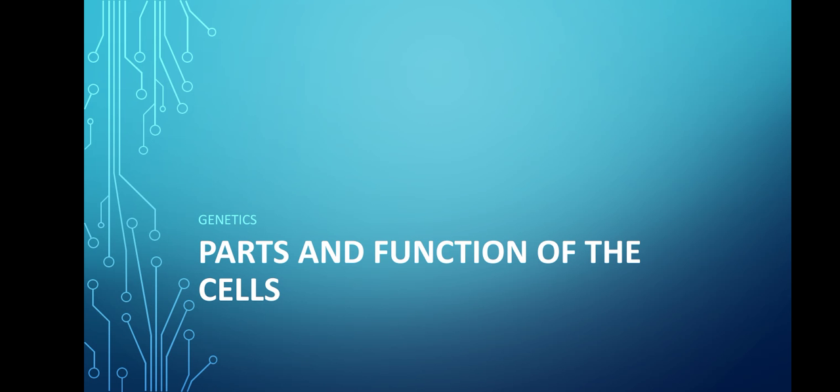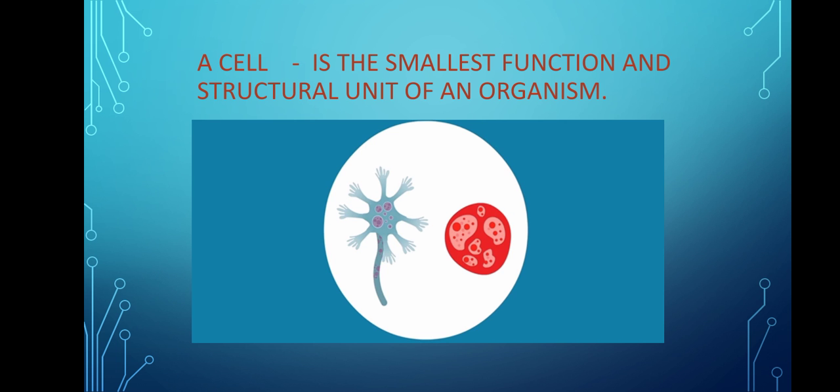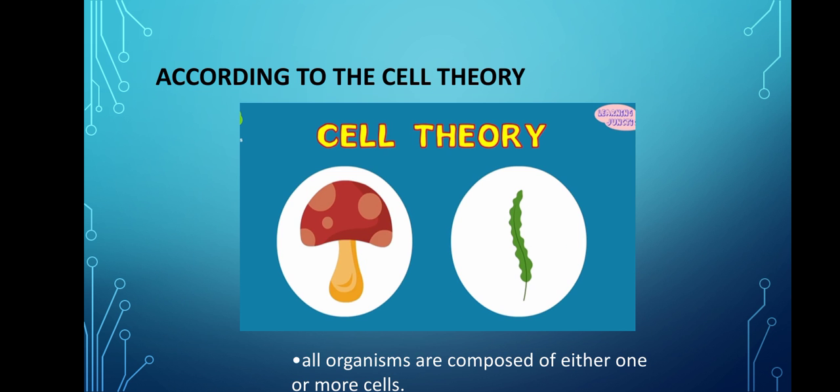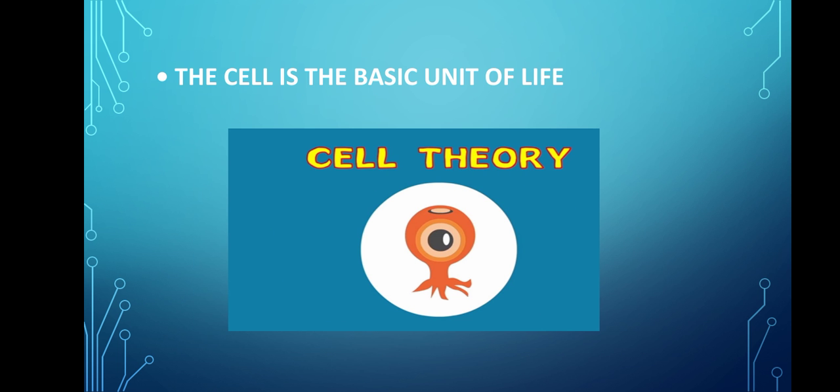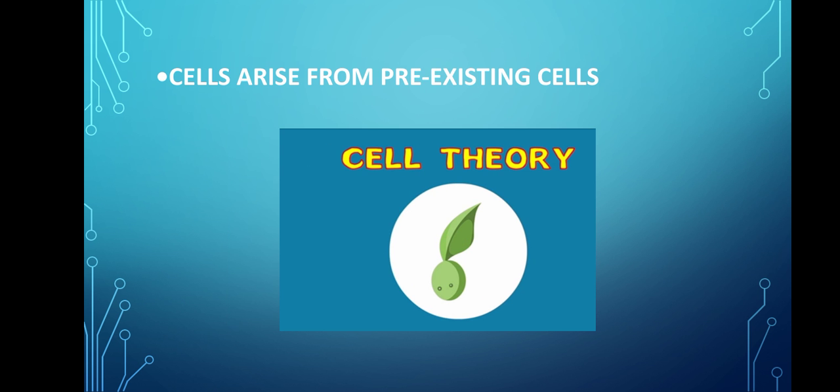Now, let us know what cells are all about. A cell is the smallest functional and structural unit of an organism that is capable of carrying out the essential life processes. According to the cell theory, all organisms are composed of one or more cells. The cell is the basic unit of life. Cells arise from pre-existing cells.